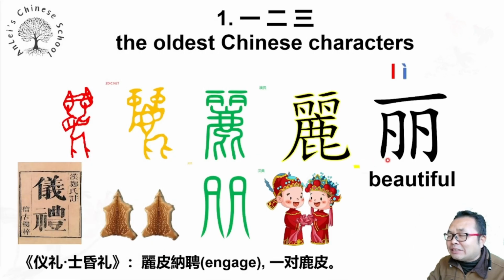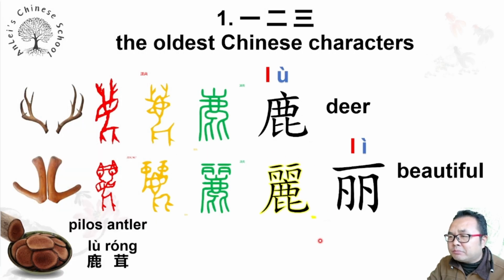This character is 丽, Li, beautiful. It looks like a deer. In ancient books, it said when a man and woman got engaged, there would be a gift of a pair of deer skins. The deer skin is precious. It symbolizes auspiciousness, good luck, and peaceful love. Now we can see the bottom part is the deer. When it became simplified, we just use the top part, because the antler of the deer looks beautiful.